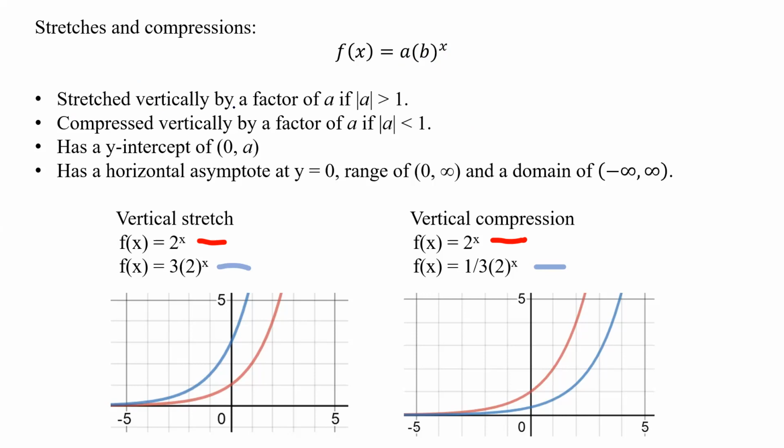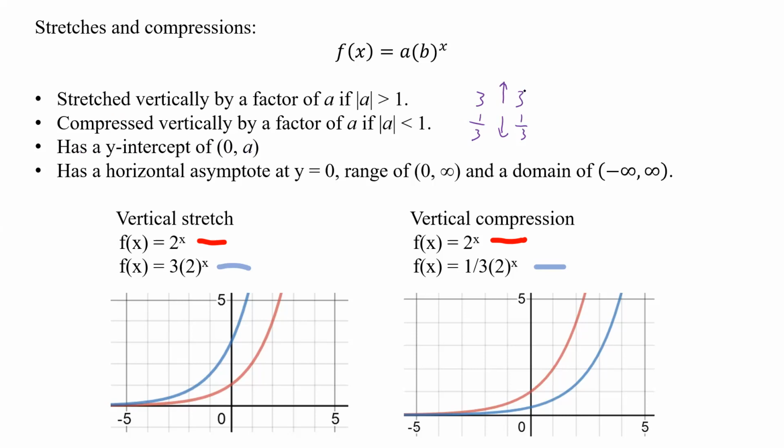So stretch vertically by a factor of A if the absolute value of A is greater than 1, okay? It's going to be compressed vertically by a factor of A if the absolute value of A is less than 1. So if we think about that, if A is 3, then we're going to go up 3 basically for our stretch. And if A maybe is 1/3, just because that's kind of the opposite of that, then we're going to compress it down by 1/3, okay? And we're going to have a y-intercept of 0, a, all right? So that's the key here.